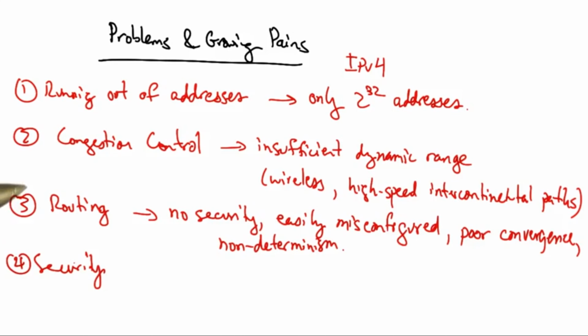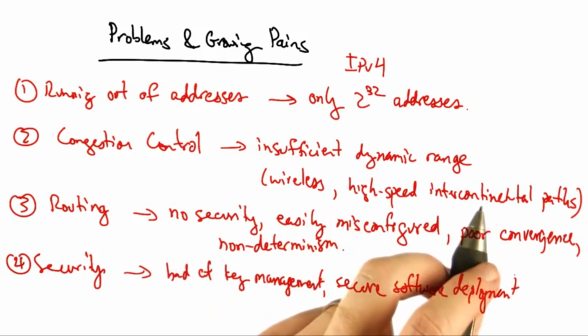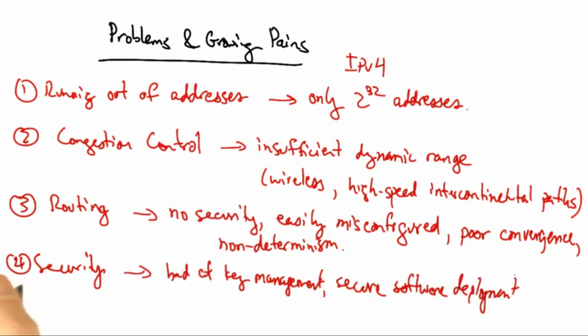Another major problem in today's Internet is security. Now, while we're reasonably good at encryption and authentication, we are not actually so good at turning these mechanisms on, and we're pretty bad at key management, as well as deploying secure software in secure configurations.